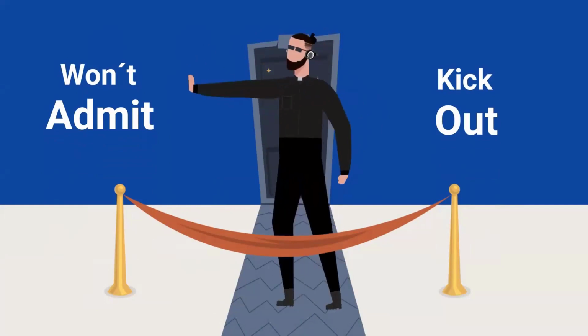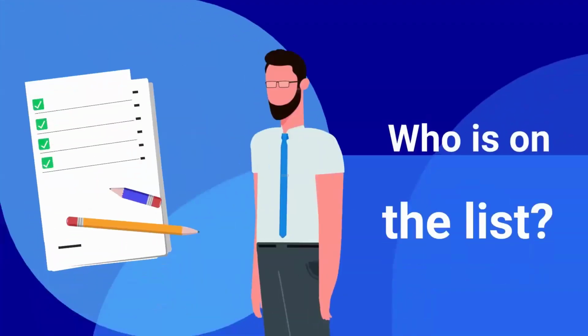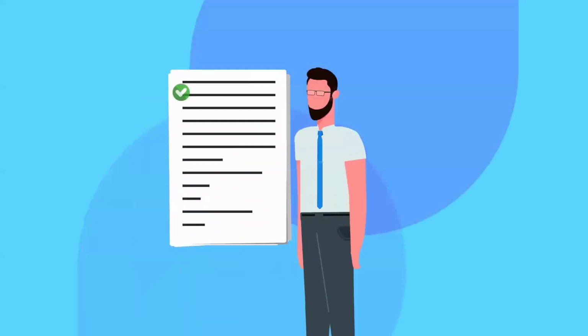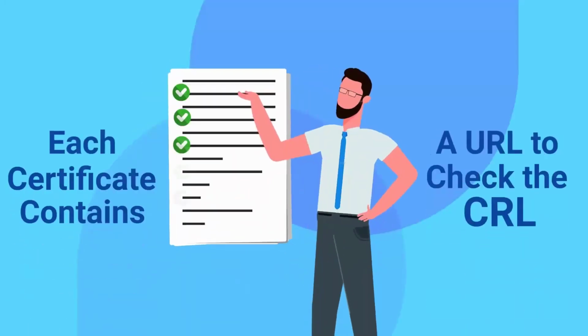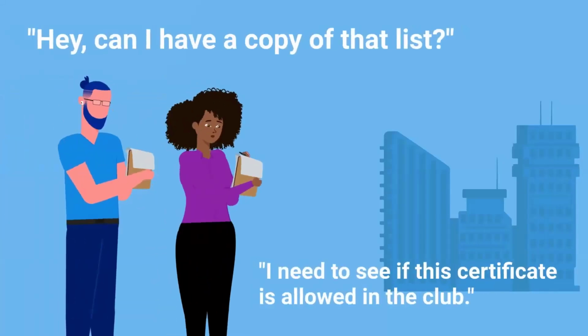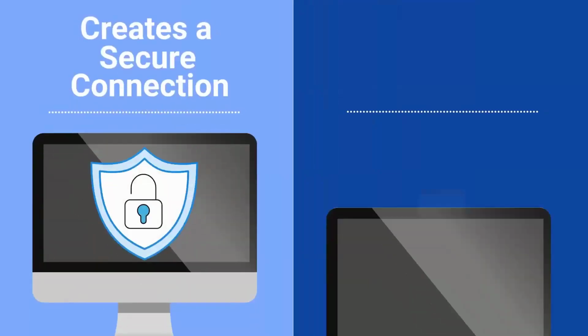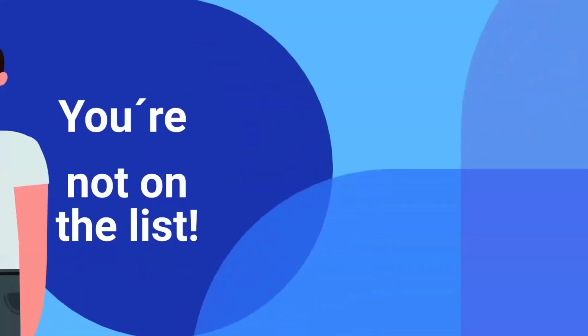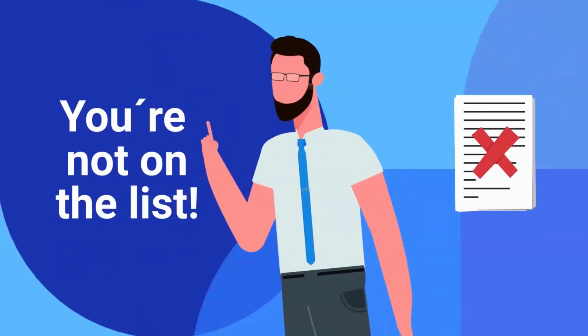Now, how do web browsers and other devices know who's on the blacklist? Well, each certificate contains a URL that is used to check the CRL. When you visit a site, your browser discreetly asks, "Hey, can I have a copy of that list? I need to see if this certificate is allowed in the club." Depending on what it finds in the CRL, your browser either creates a secure connection or warns you about a revoked certificate, which is a bit like saying, "Sorry, you're not on the list."